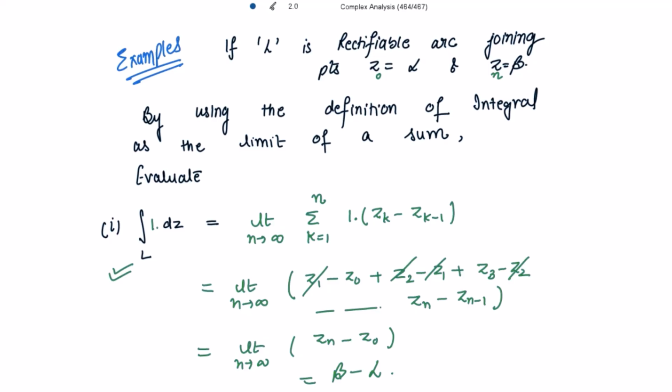In particular, if L is closed, which means alpha and beta are equal, then in that case this integral will be 0. If the arc is closed, the integral is 0.